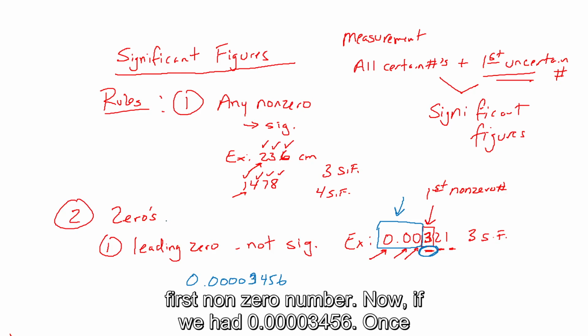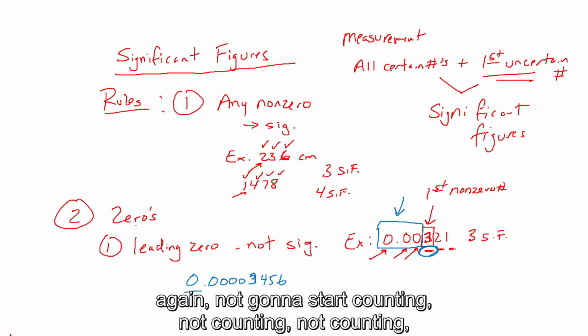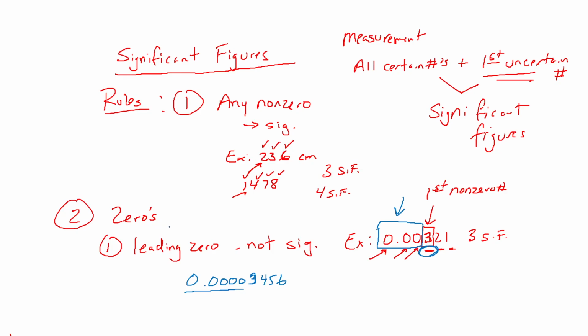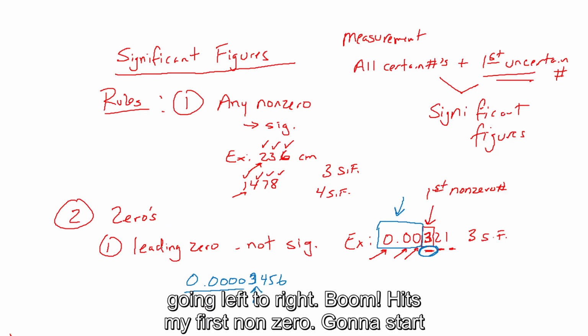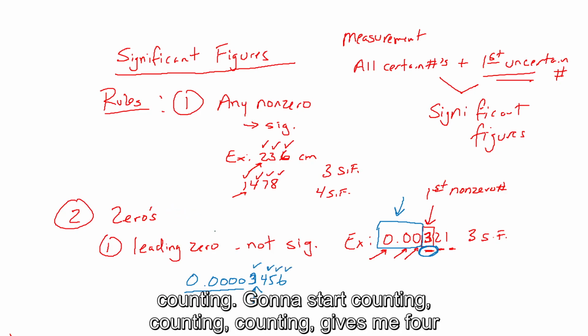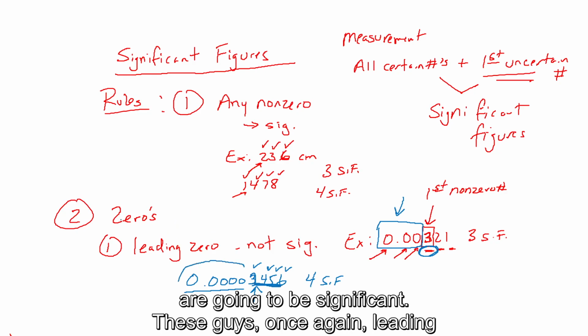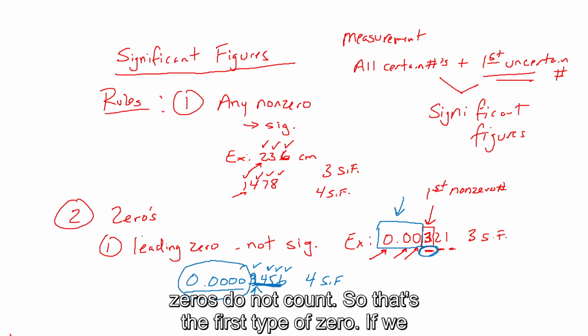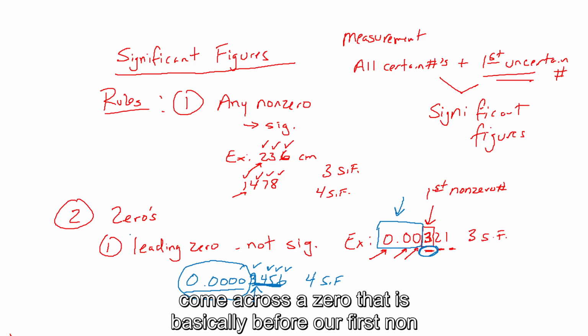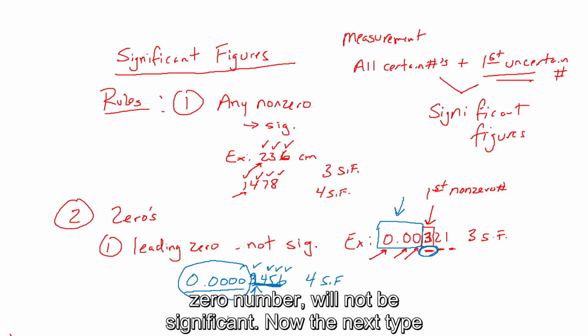Now, if we had 0.000034566, once again, not going to start counting, not counting, not counting, going left to right, boom, hits my first non-zero, start counting, gives me 5 significant figures in this case. All these guys right here are going to be significant. These guys, once again, leading zeros, do not count. So that's the first type of zero. If we come across a zero that is before our first non-zero number, it will not be significant.